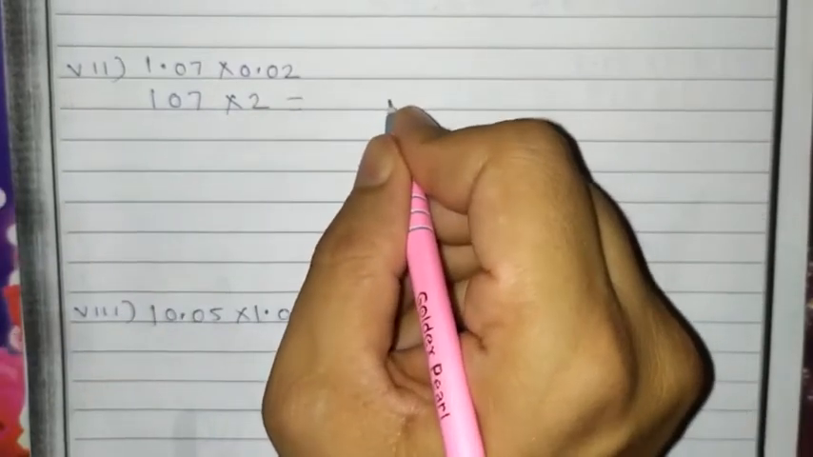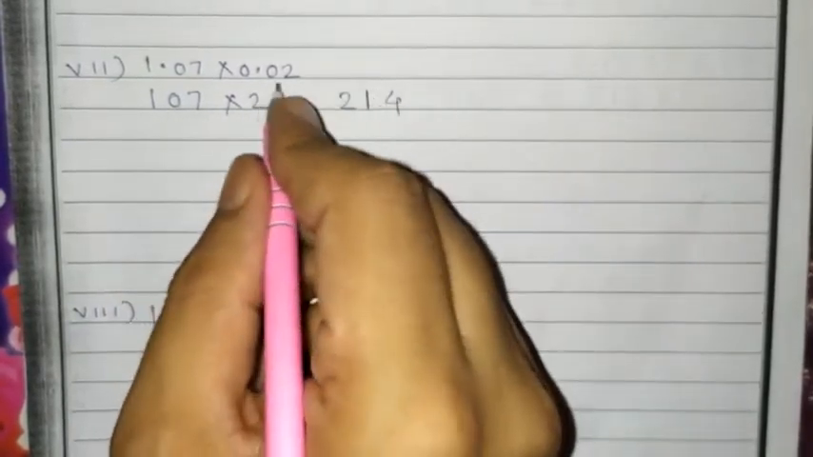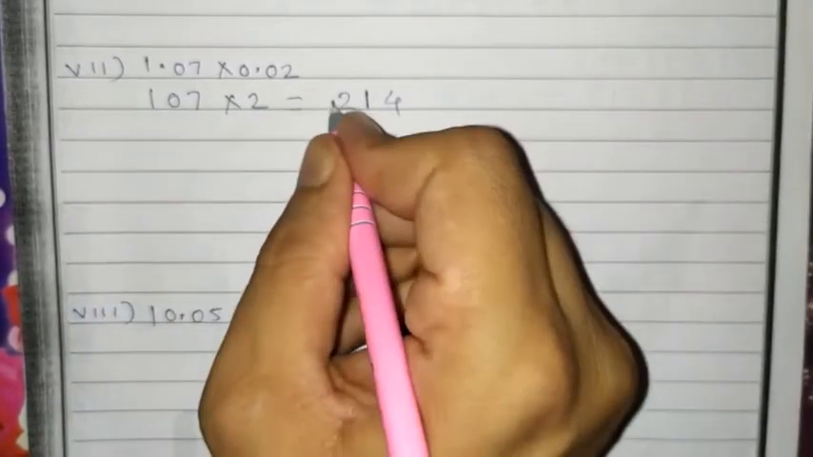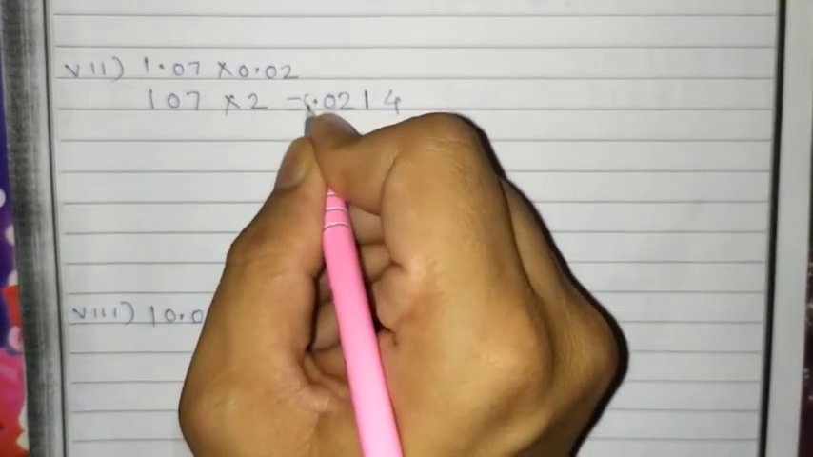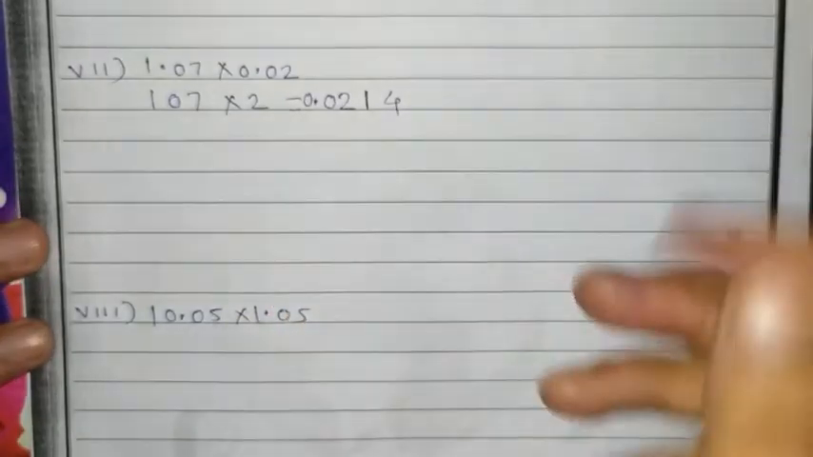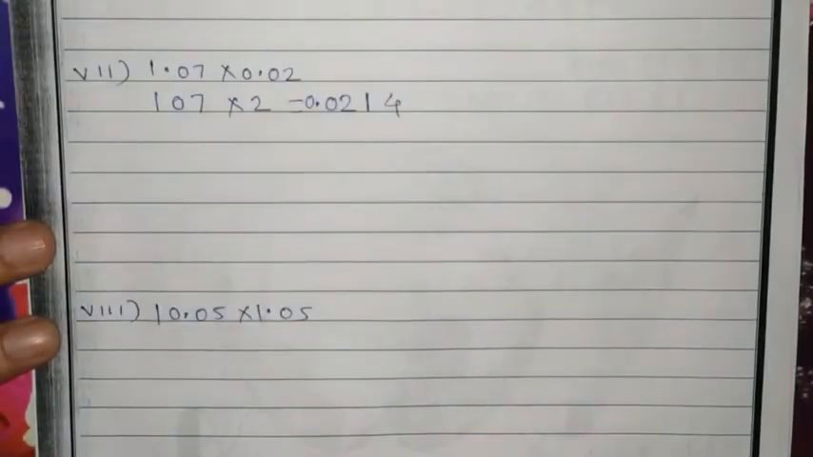Next number. Here, the next number again you write as it is without the decimal point and do the multiplication. 2 into 7 is 14, 1 carry, here 0, that 1 write as it is. 2 into 1 is 2. So here after the point total 4 numbers. So here you add 0. So 0.0214. This is the number.